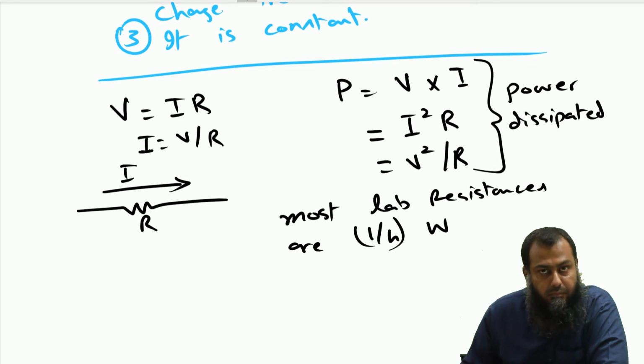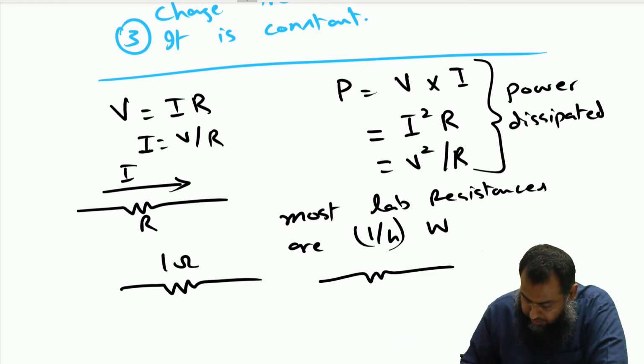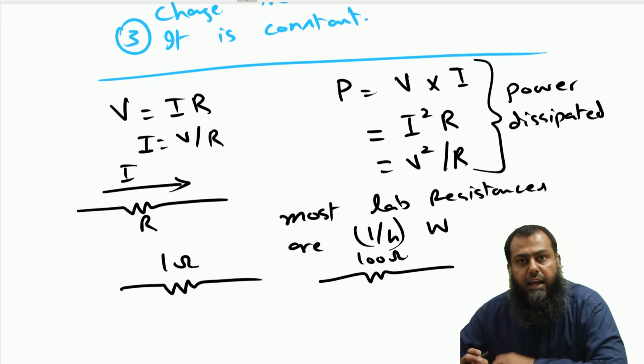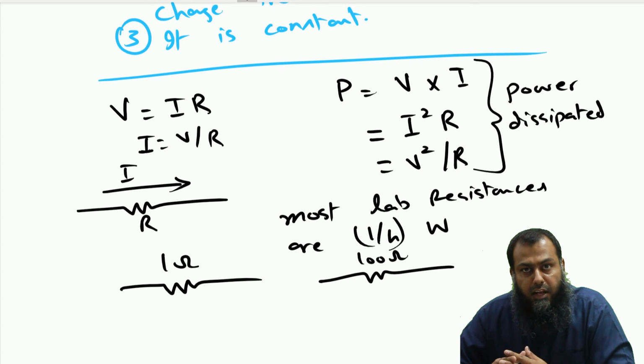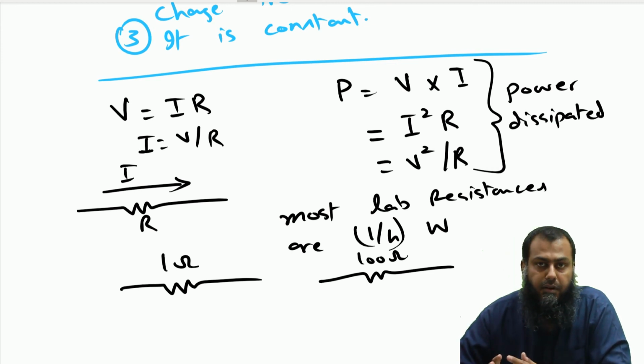What does this mean? This means that even if you use a resistance of 1 ohm or 100 ohm or any other value, the maximum power that they can dissipate without burning out or failing is 1 by 4, which is equal to 0.25 watt. So if the power dissipation is greater than the capability of those resistances, they will simply fail.